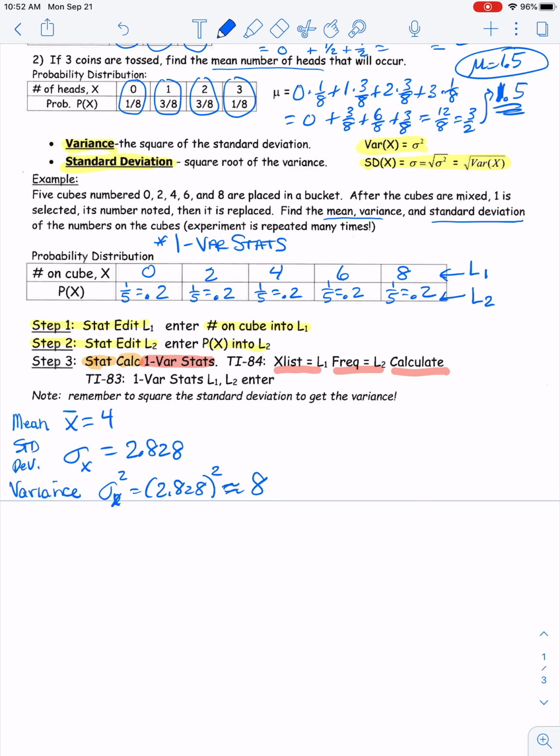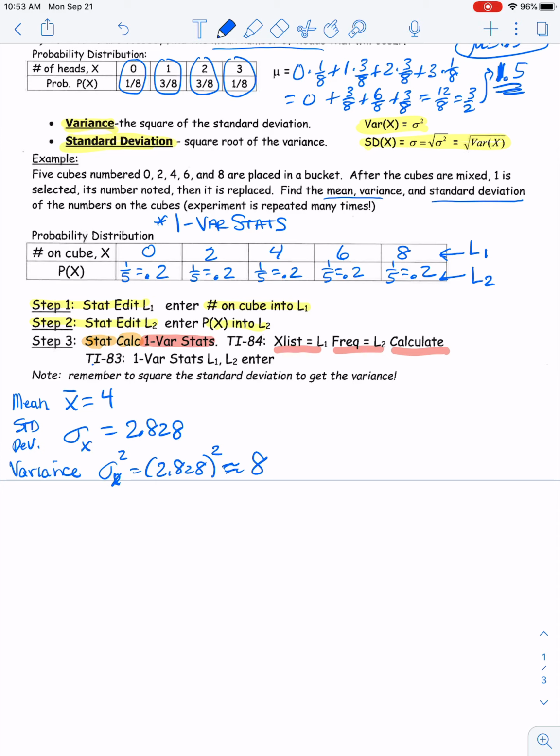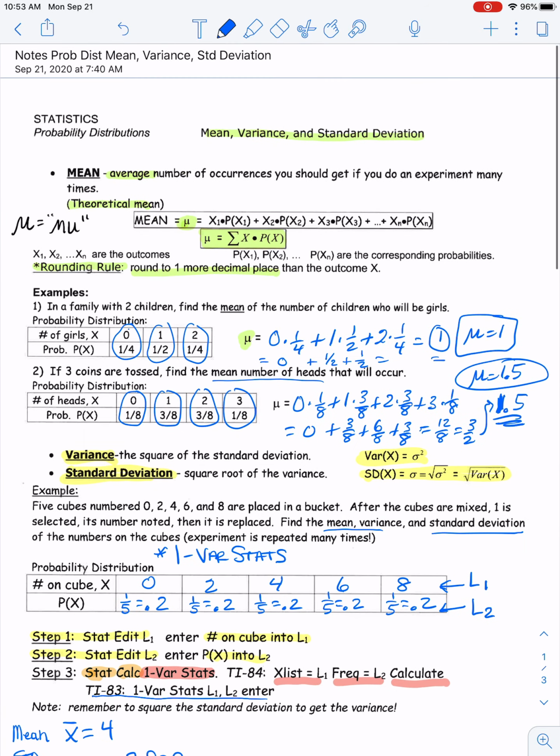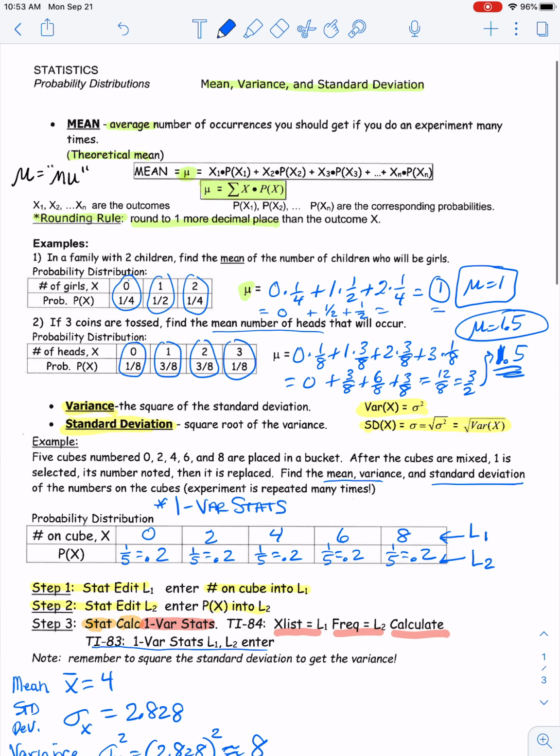All right, so again, these calculator keystrokes are going to be your friend. And we can look at that a little further when we get into class if you need to. So again, this is how we calculate mean, variance, and standard deviation from a probability distribution.